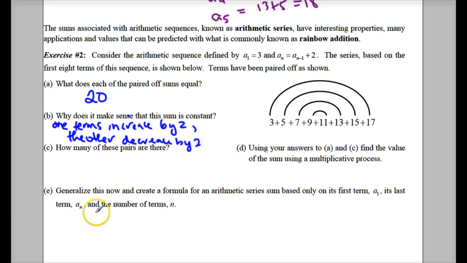How many pairs are there? Look at this. How many pairs do you see here? So the number of pairs will always be half of the total elements. In this case, it's only 4 pairs, as you can see. 3 and 17 is 1 pair. 5 and 15 is 2. 7 and 13 is 3. And 9 and 11 is my 4th pair.